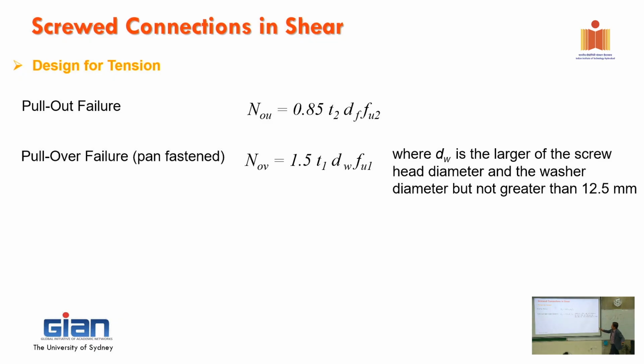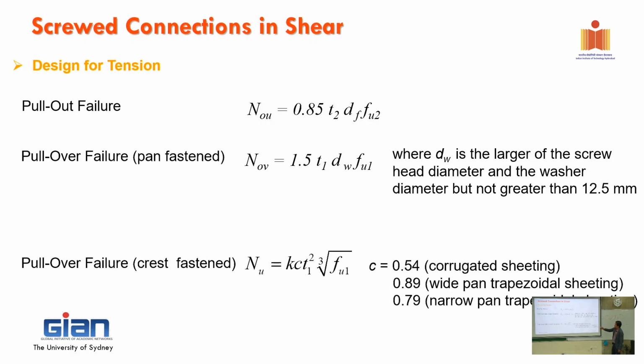You can see interesting here. Pull over depends on how big the head or the washer is. So back to the question you asked before, DW here takes into account the washer as well. So pull over really depends on the area that clamps into the decking, all right? And pull out just depends on the hole, the screw only, the body, all right? So that's two different failure modes depending on different things.